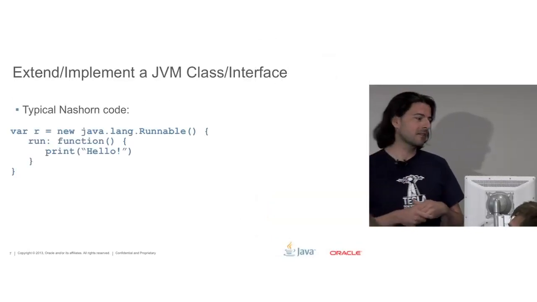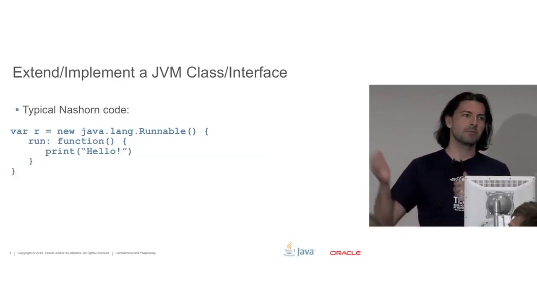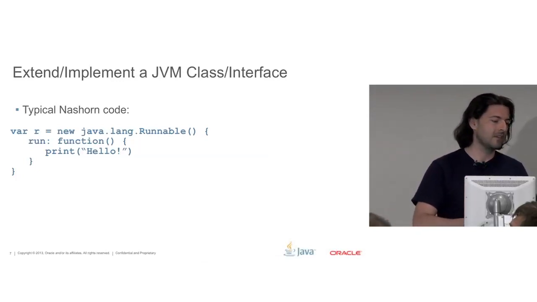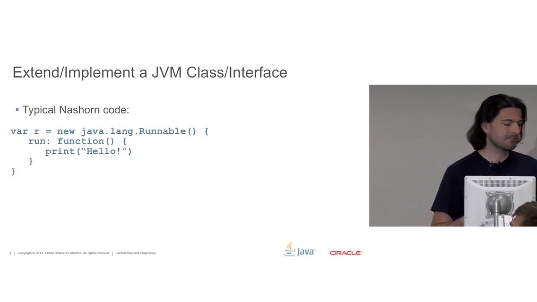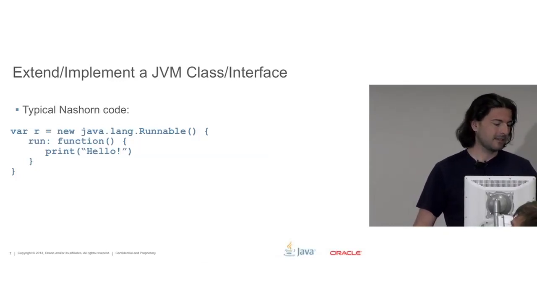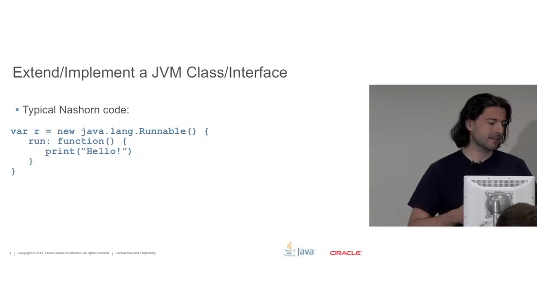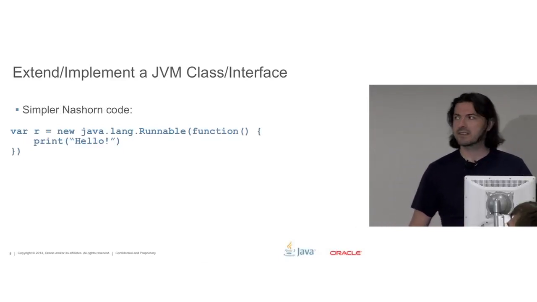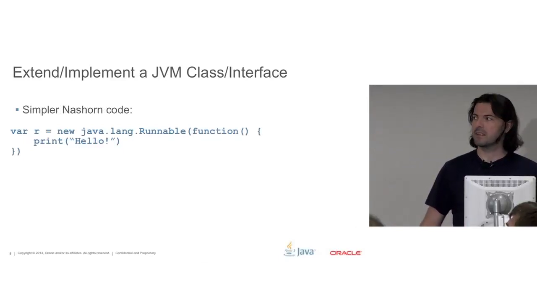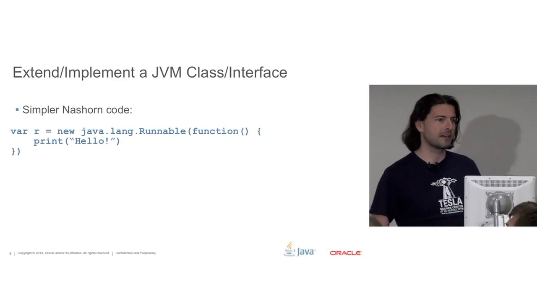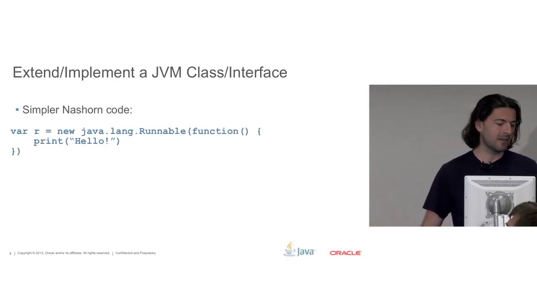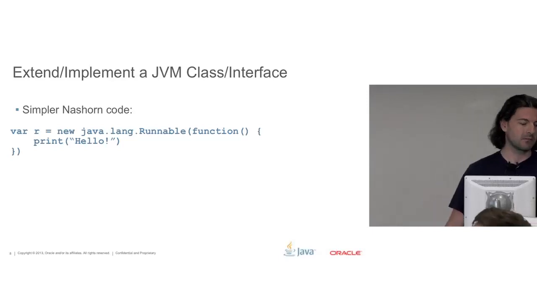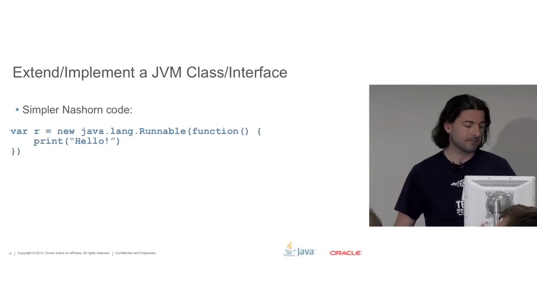In most dynamic languages, this is how you implement a Runnable in Nashorn. You just say new java.lang.Runnable, and pass it an object literal after the parentheses. That's a syntax extension, but you don't need to do that. The object literal has a member run, which is a function that does something. It can be even simpler because we support passing a function to the constructor if the type is a single abstract method type. So we can just do a new java.lang.Runnable, pass it a function, that's it. All right.